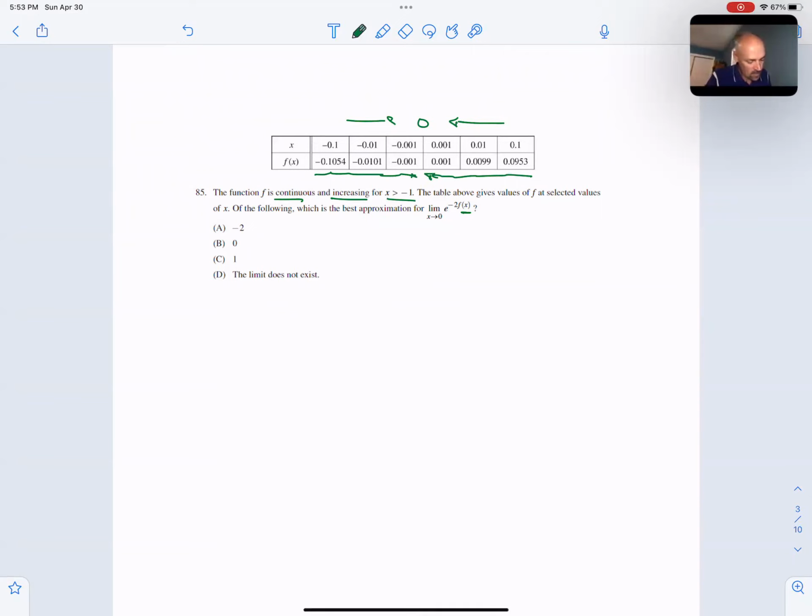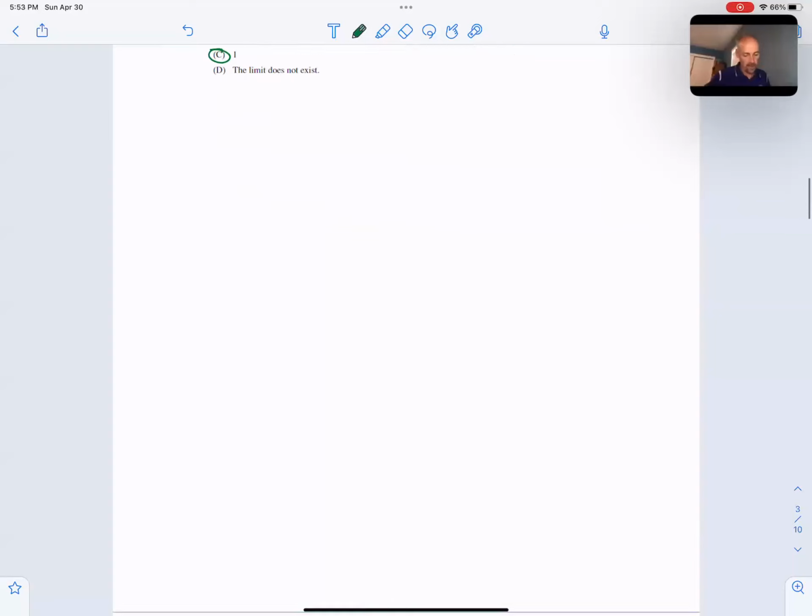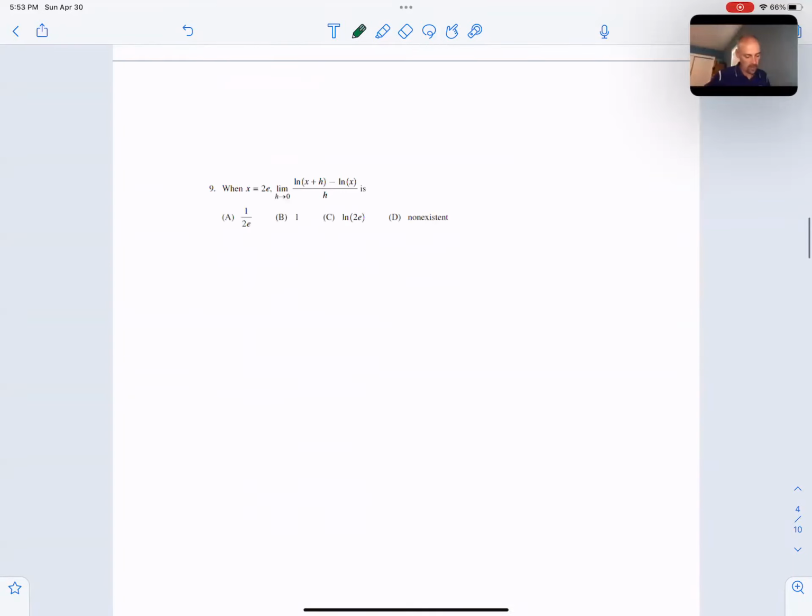Well, it looks like my y values are going closer to 0. So if I plug that in for f of x, it's going to be the limit as x approaches 0 of e to the -2 times 0. That would be e to the 0, which is 1. Okay. Plug and pray, and that one had a little twist to it where I also had to evaluate the limit numerically with the table.